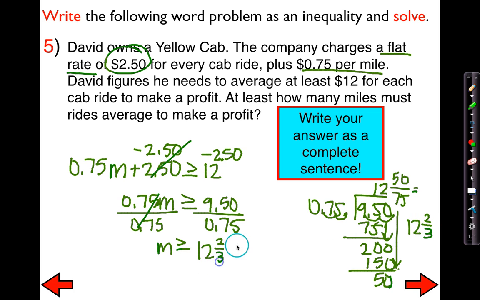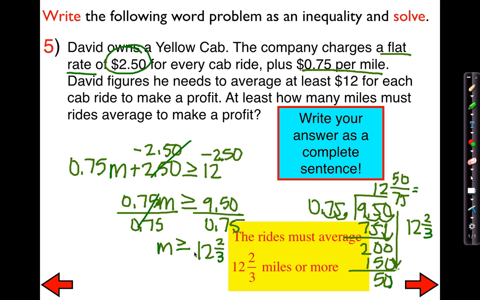So now to answer the question, how many miles must he drive to make a profit? Well, I would say he'd have to at least drive 12 2/3 miles or more. Okay, so notice here I don't have to round it because miles can be in fractions and decimal values. Now, in the last one, you couldn't really sell 1/3 of a DVD, and that's why we had to round it up.